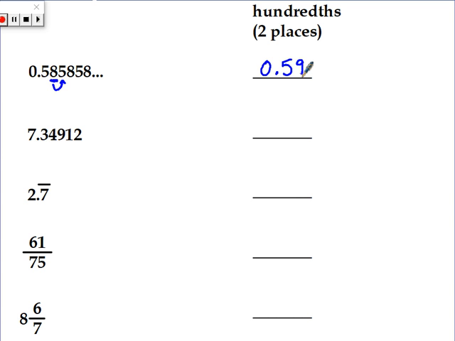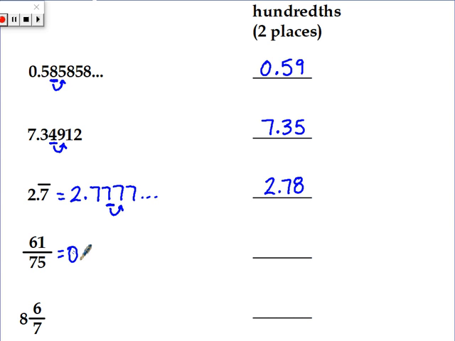For my next one, again, I want the second decimal place to be my answer, so I check to the right. It is 5 or higher, so that will change it. We already talked about what this equals, that repeating bar. So again, looking at the second number, check to the right, it will change it, so that'll become 2.78. This one on the previous page, when we turned it into a decimal, that's what it turned into. So I look at the second number, check to the right, it's not going to change it, so it's going to stay 0.81.